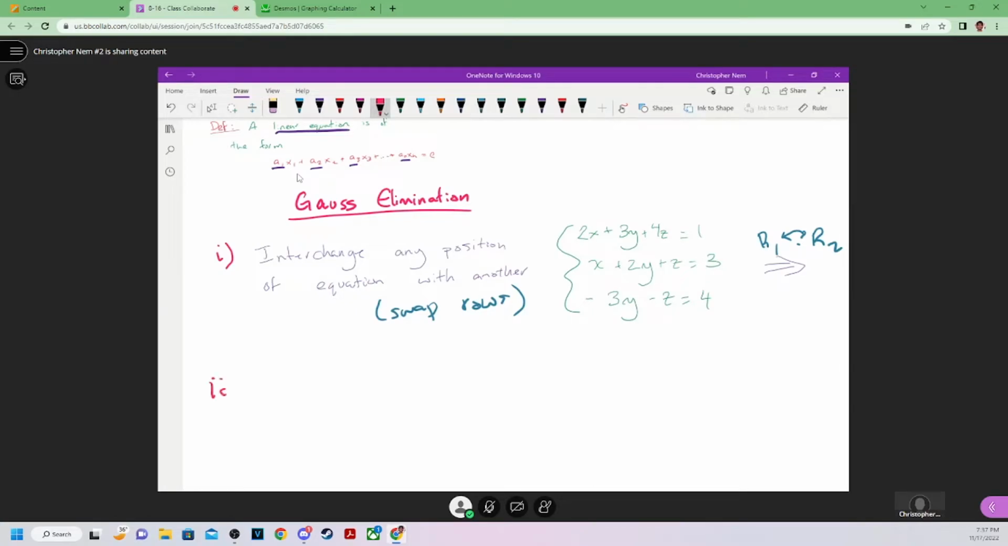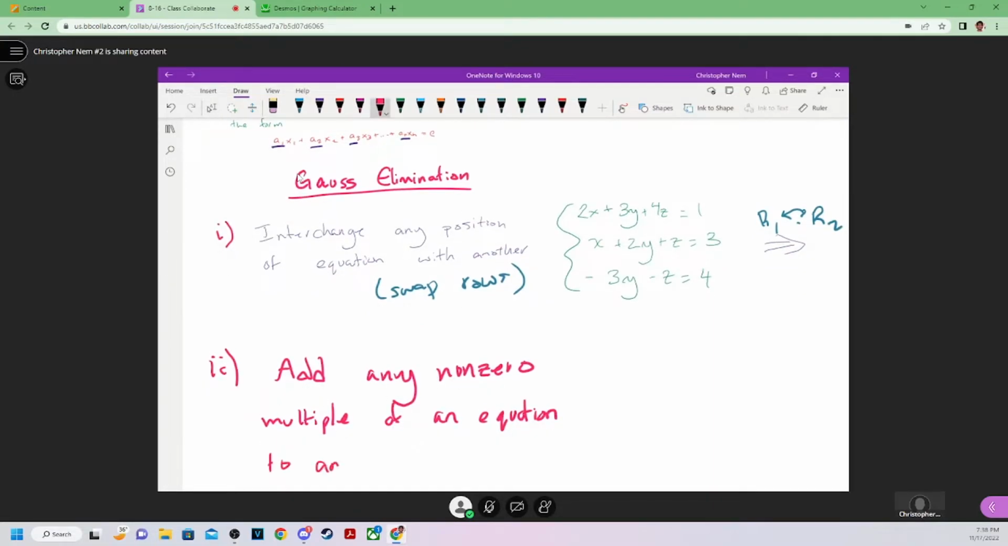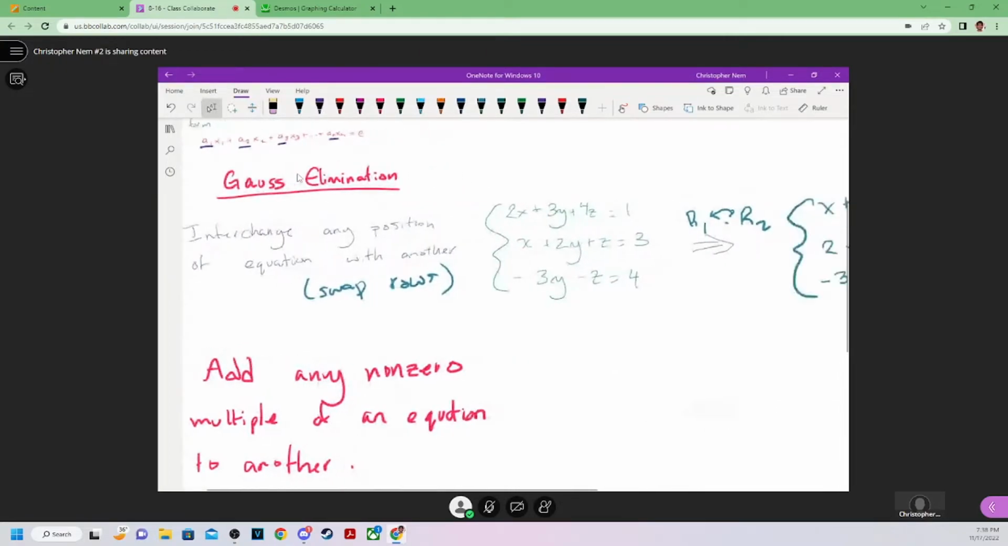Now the second property, if we look in our elimination, it says that we can add equations to one another. This one's a bit stronger. You can add any non-zero multiple of an equation to another. So it's more than just adding an equation. I'm putting that other part of elimination together. I'm saying that I can multiply one of the equations by a constant and then add that to the other equation. So let's go ahead and show what happens if I try this out over here.